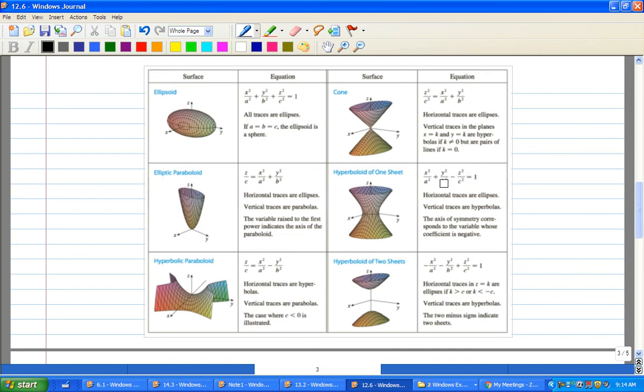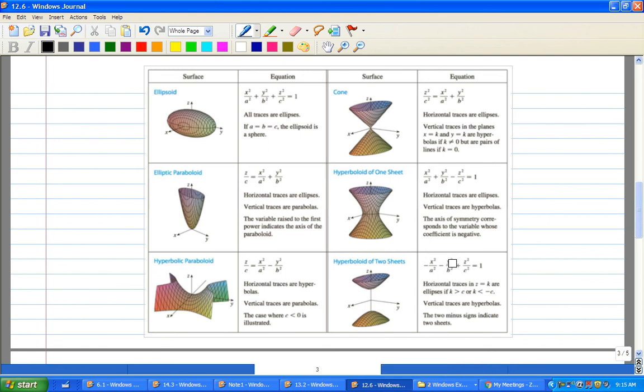X squared over a squared plus y squared over b squared minus z squared over c squared equaling 1 looks like a hyperboloid with one sheet. The horizontal traces are ellipses, the vertical traces are hyperbolas. The axis of symmetry corresponds to the variable whose coefficient is negative. In this case, the z is negative, so it opens up with respect to the z.